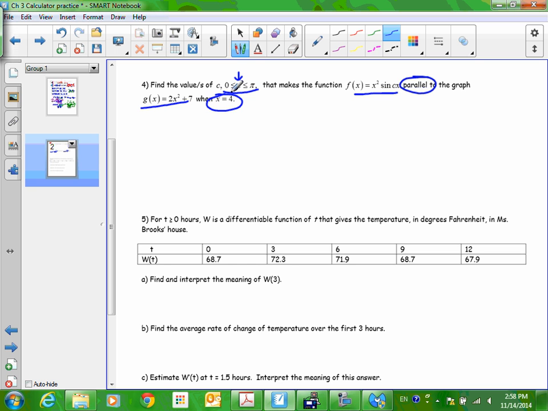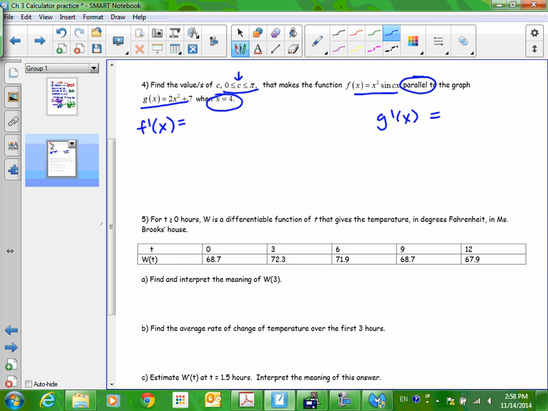So if two things are parallel, what does that mean? They have the same slope. In calculus, what does that mean? They have the same derivative. Yes, same slope, but same derivative. So what we need to do is find f prime of x, find g prime of x, and then set them equal to each other. And I need to let x equal 4 and solve for c that way.